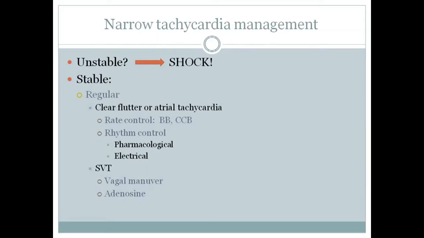Another thing that you can do if your patient is unconscious, you can do a rectal exam. I had an old lady that actually went into complete AV block, and she coded because I was doing a rectal exam on her.